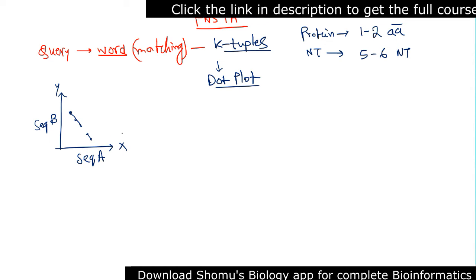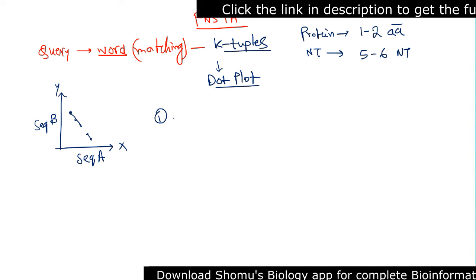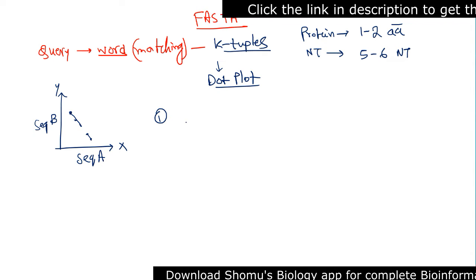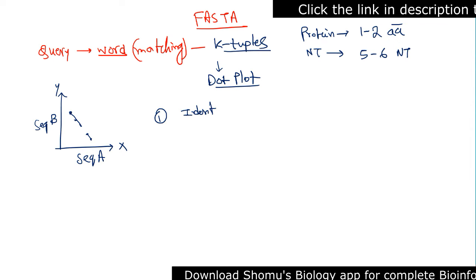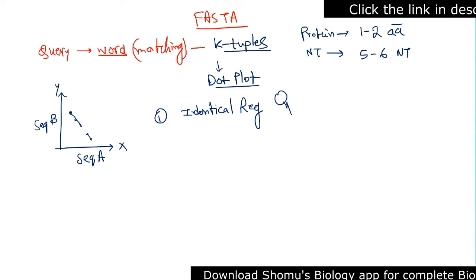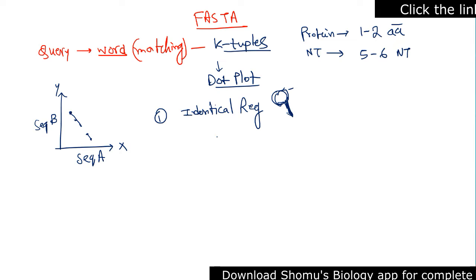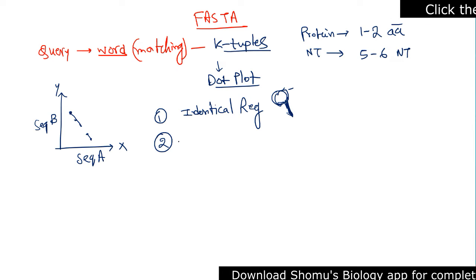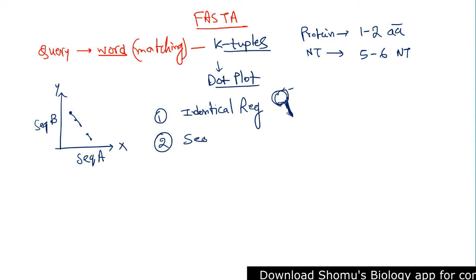There are four steps in the process of FASTA. First, we search for identical regions among the query and the database sequence. The second thing: whenever we find the identical regions, they are scored. They are scored with the PAM matrix.